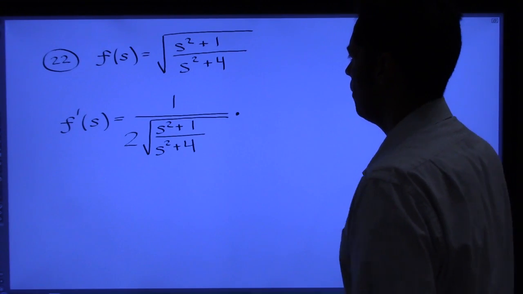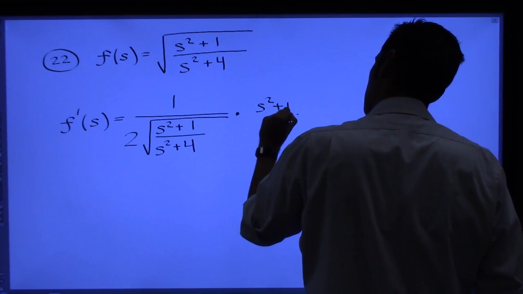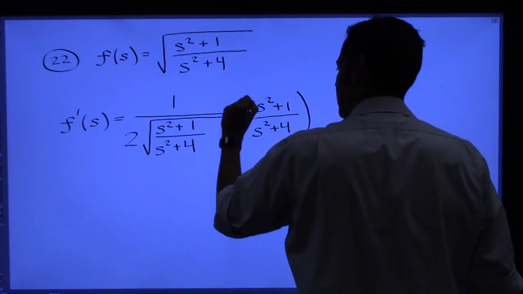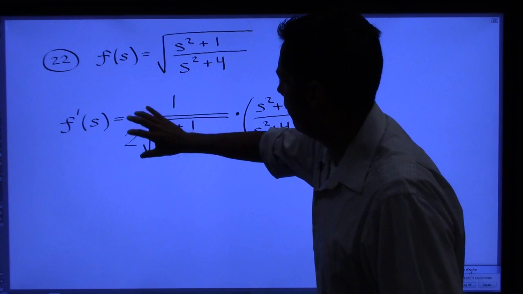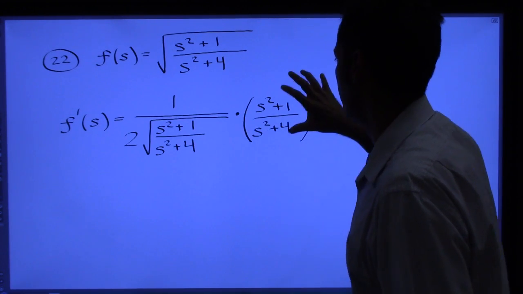Now I need to know what the derivative of the inside is. So I actually need to take (s squared plus 1) over (s squared plus 4), and I need to take its derivative and put it right here. So that's what the chain rule is saying. Here's a derivative of the outer function with the inner function plugged in times the derivative of the inner function.